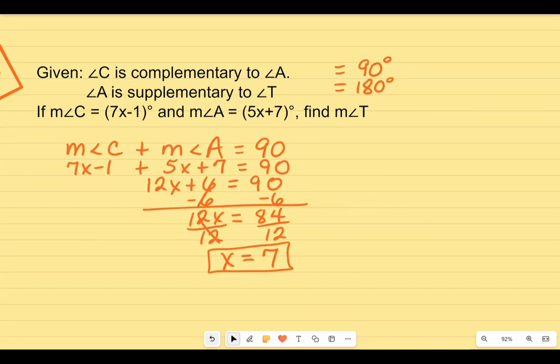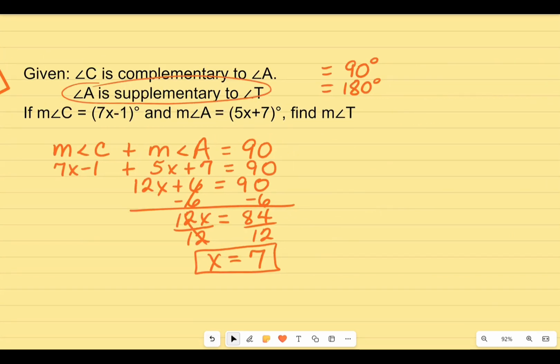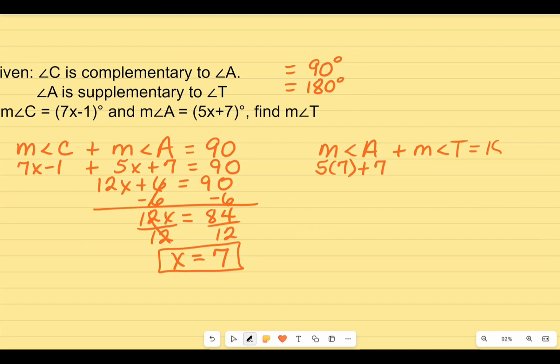So now I know that the measure of angle A is supplementary to angle T. What I know about the measure of angle A now is that I can take that 5 and replace the x with the 7 that I just found, and then add, for the measure of angle T, we know that those two are supplementary, which means they're going to add to 180 degrees. So now all I'm trying to do is find the measure of angle T. I don't know what it is, so let's just call it T, is equal to 180.